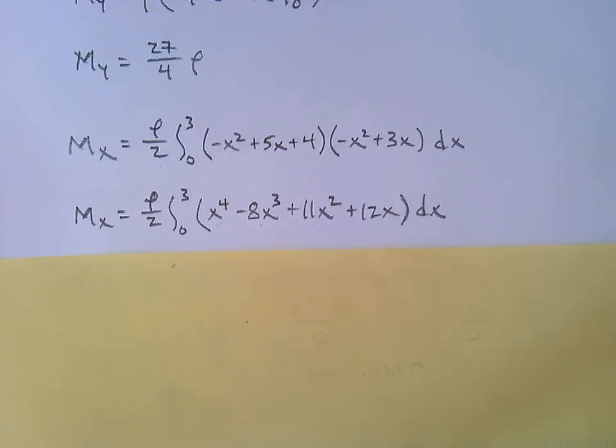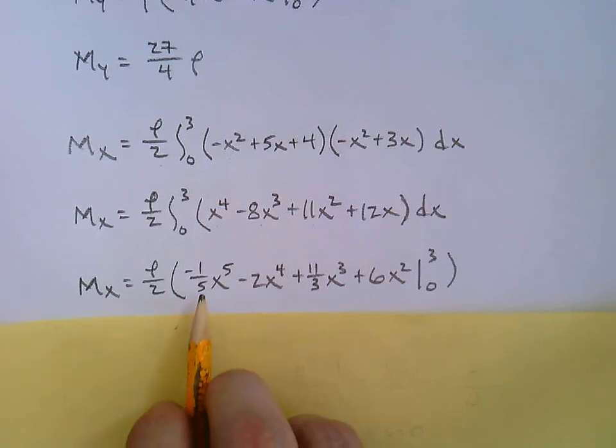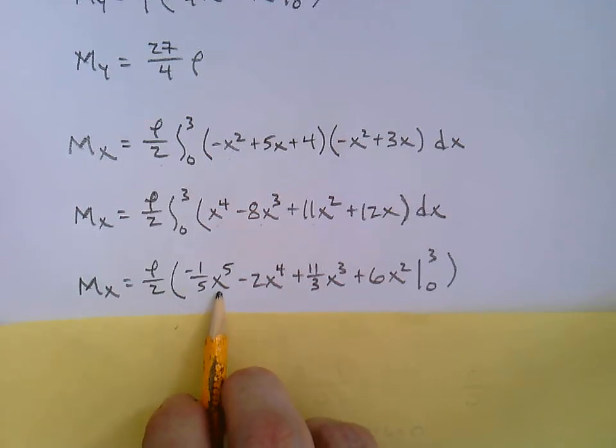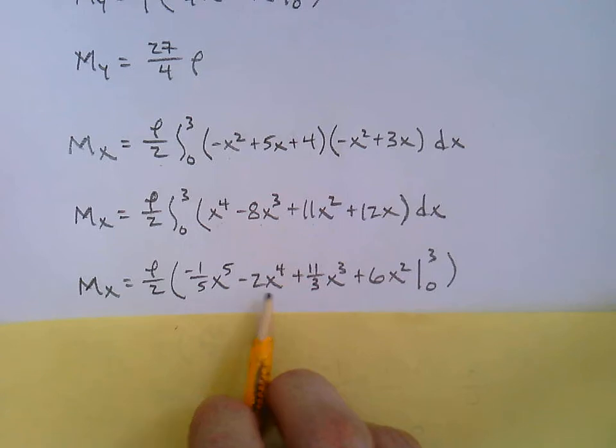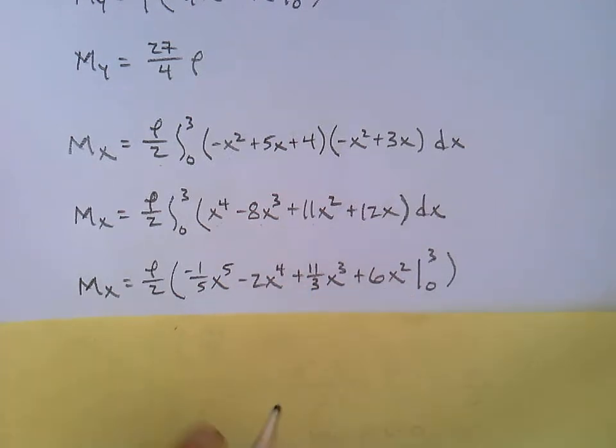And again, this is nice. We've just got this polynomial. So a nice, easy, gentle antiderivative. Negative 1/5 x to the fifth minus 2x to the fourth plus 11 over 3 x to the third plus 6x squared from 0 to 3.